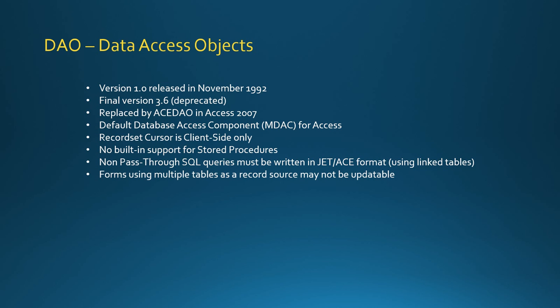Forms using multiple tables as a record source may not be updatable. And this just means that if you've got left joins, right joins, inner joins, where you're linking different tables and you want to update some of the data, it becomes very complicated which table you are doing the update on, and in some cases you're completely locked out of that capability. So just be sure to know that if you're going to be using joins in your queries, you may not have the capability of doing an update on that query.